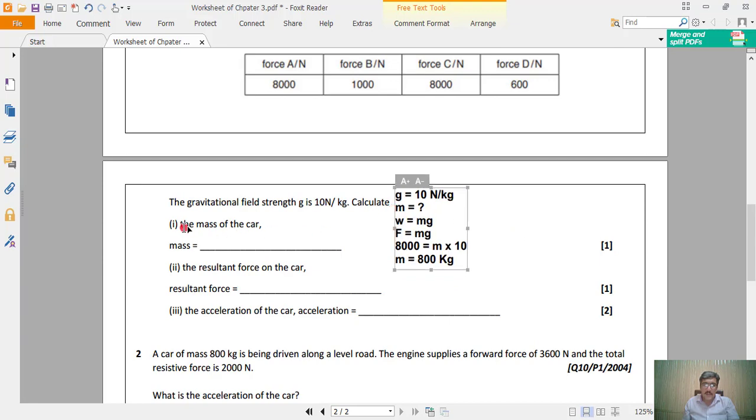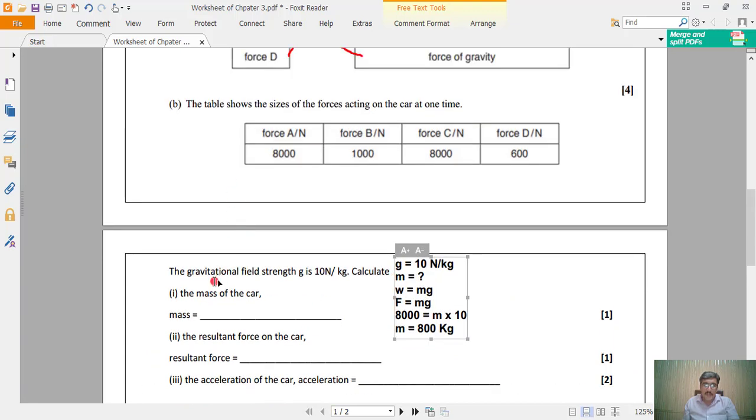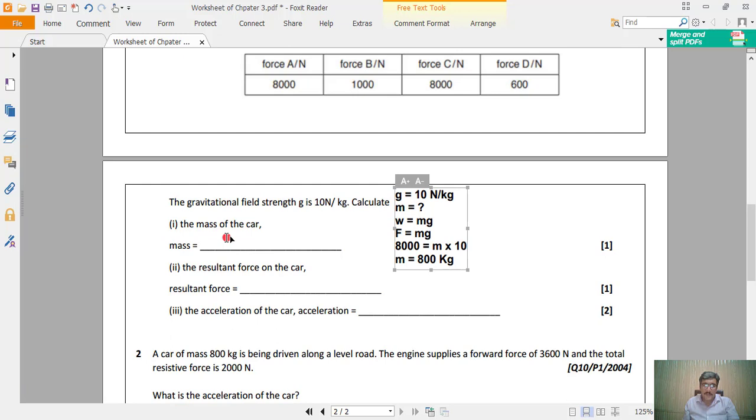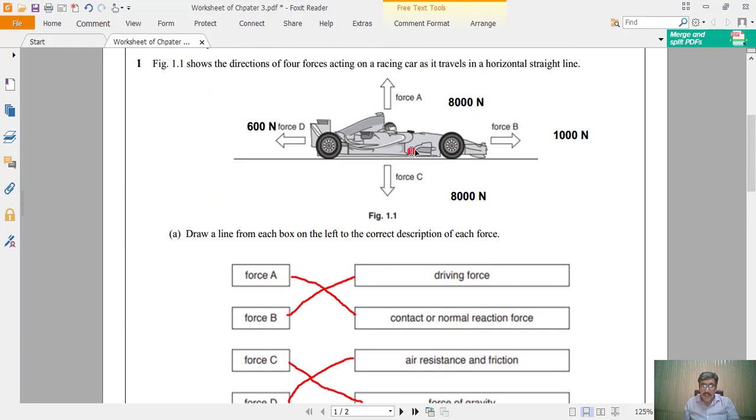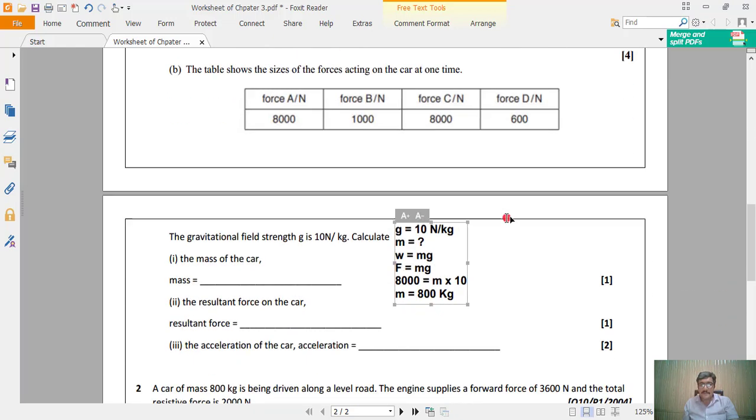This is the question 1b part, and further part is the first part. So the resultant force on the car. Now we have to calculate the resultant force. Forces are given to you. This force and this force have the same magnitude, but they are in opposite direction. So force A and force C will cancel out. We are left with force B and force D.